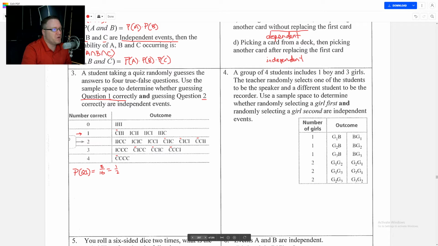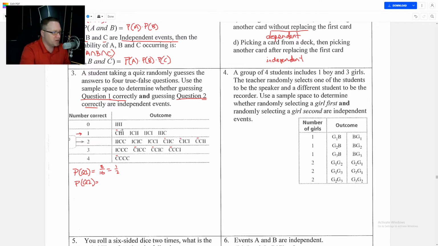Next, we want to see what is the probability of getting question 2 correct. So this is going to be the probability of question 2 correct. That's what we're going to do now. Let's see how many have question 2 correct. I'm going to use blue.